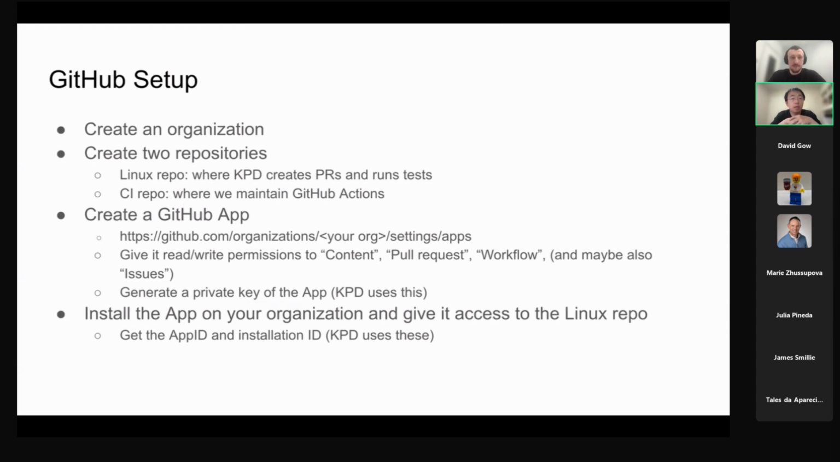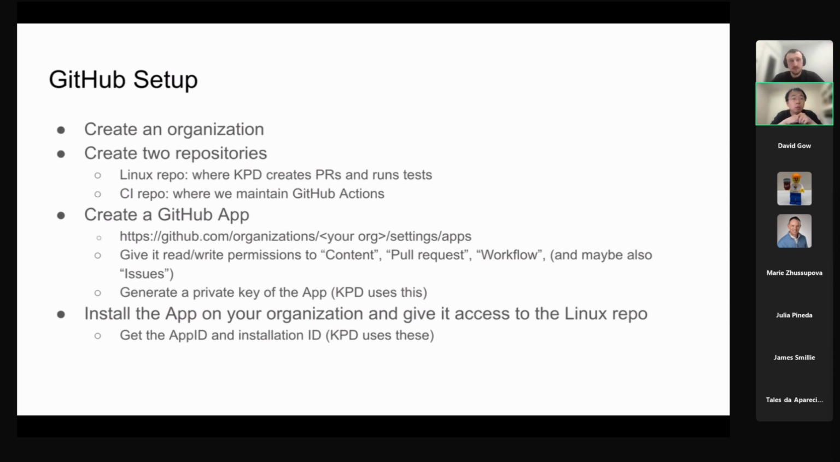Okay, so on the GitHub side, you will need to set up an organization. In this organization, we need a minimum of 2 repositories. One is the Linux repository, where we have the PRs created and the tests run. And the other is the CI repository, where we maintain all the GitHub actions. The separation gives us the flexibility to make changes in the CI repository while keeping the Linux repository relatively clean, with only the history, close to the upstream repository.